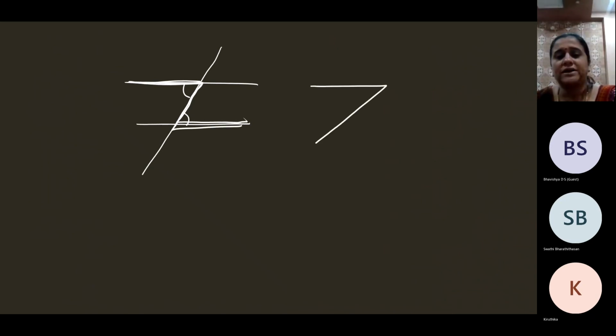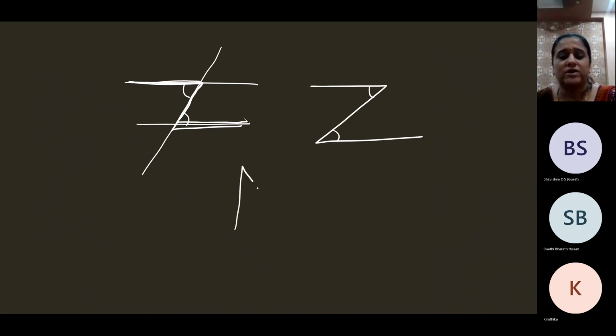Now, to tell you in simpler words, alternate angles will be formed on a Z like this. When you analyze this figure, two parallel lines intersected by a transversal, these are the alternate interior angles. So see the Z formed here: parallel line, transversal, parallel line. So alternate interior angles are formed here in the Z.